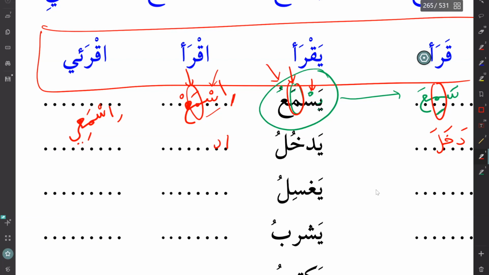So we have everything. We start from the present tense verb. We remove this one, right?